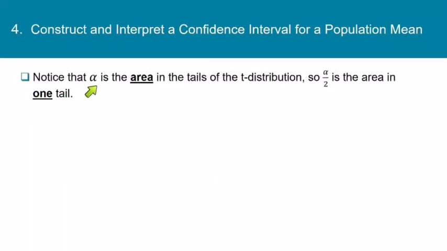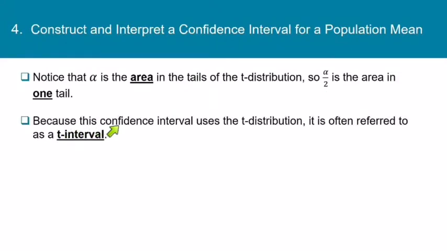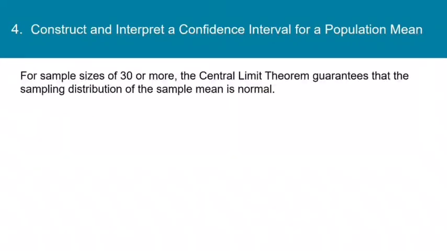Now notice that alpha is the area in the tails of the distribution. So alpha over 2 just means the area in one tail. Because this confidence interval uses the t distribution, it's often referred to as a t-interval.